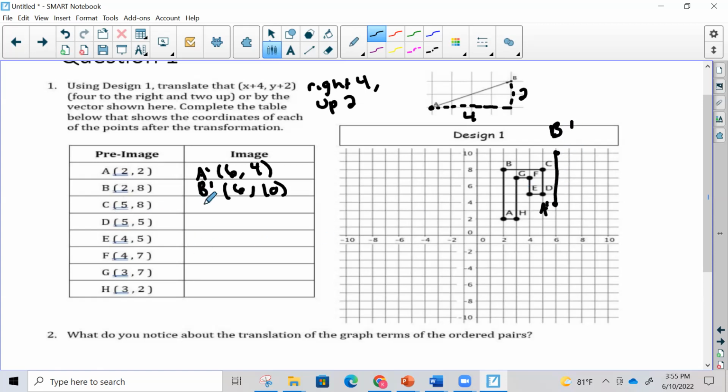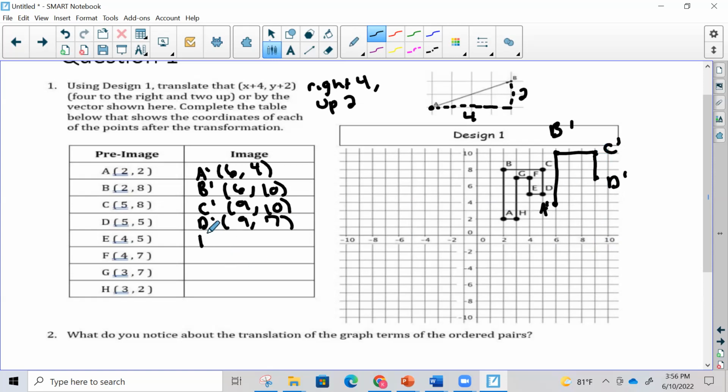So I'm going to do the same thing with C. For C, I'm going to add 4 to 5, which is 9, and add 2 to 8, which is 10. And so C is at 9, 10. And this is my C prime. And again, from C you could count 4 to the right and up 2, and you get the same place. Okay, so D, if I do the counting method first, I would go 4 to the right, 1, 2, 3, 4, and then up 2, 1, 2, and this would be D prime. And if I check the coordinates, I should be at 9, 7, which I am, 9 and then 7. So that's right.